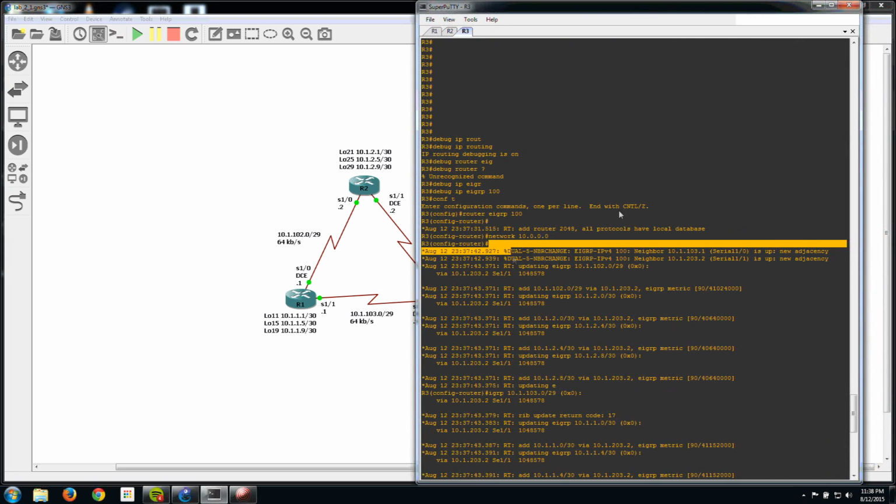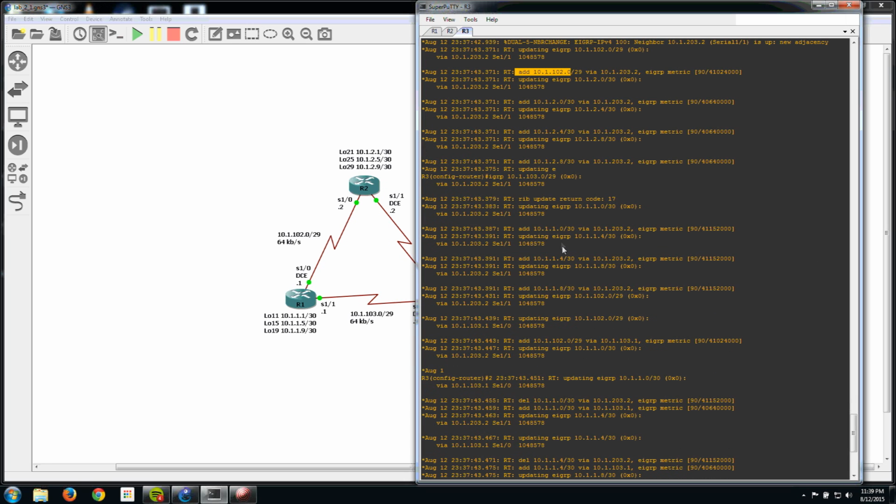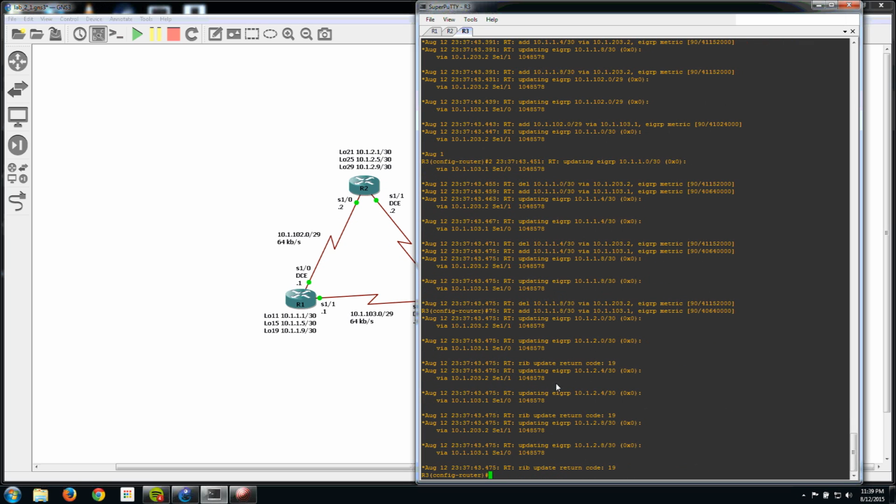Let me move over here. So we have 2 adjacencies, 10.1.103.1, which is our router 1, and 10.1.203.2, which is our router 2. So we have 2 adjacencies, and then it goes into updating EIGRP. We have our tables updating here. It's adding the routes, adding more routes. So you can see it's updating, building up our table here. Deleting one, adding another route because it liked that one better.